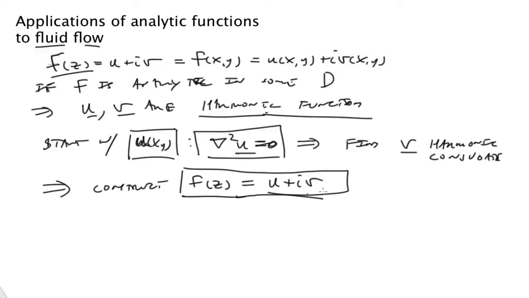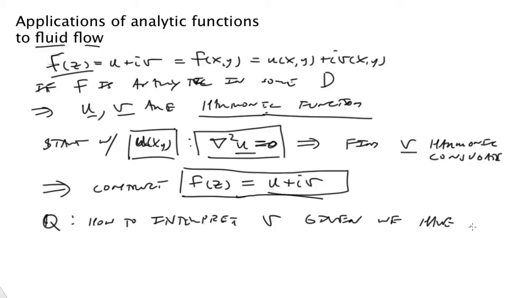Now the question is, how do we interpret? The big question then is how to interpret v given we have u. All right, so we have some function u. What does v mean? If we've solved some applied problem involving electrostatics or fluid flow, we have some function u.